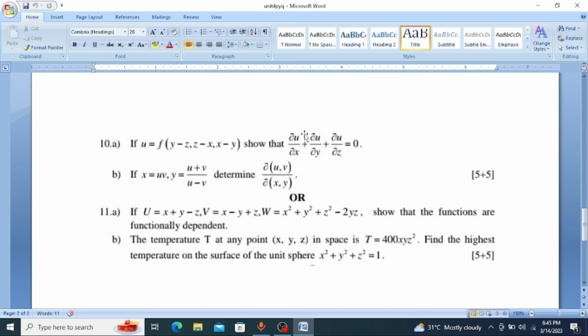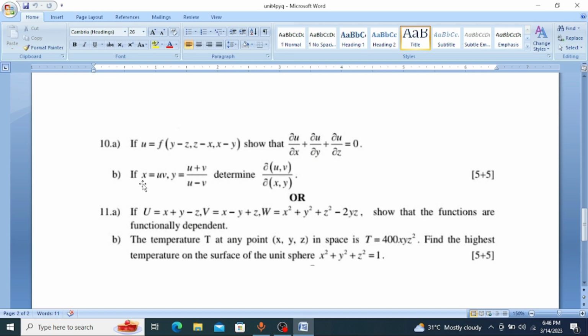So here the function dou u by dou x can also be written as dou u by dou r into dou r by dou x plus dou u by dou s into dou s by dou x plus dou u by dou t into dou t by dou x. So here we are differentiating the r, s and t functions with respect to x, y and z. Finally, similarly find dou u by dou y and then dou u by dou z, add all those three values, and you will get 0. So this is a similar type of problem I explained.